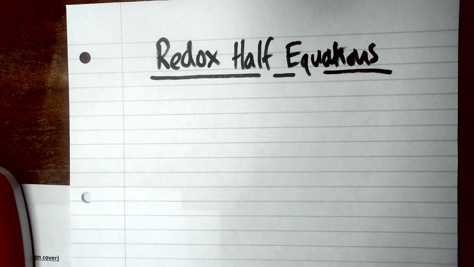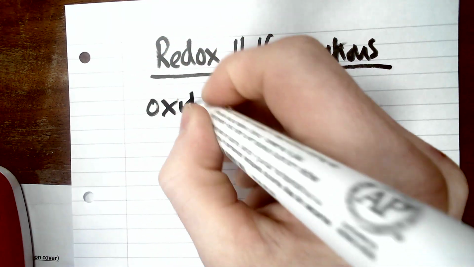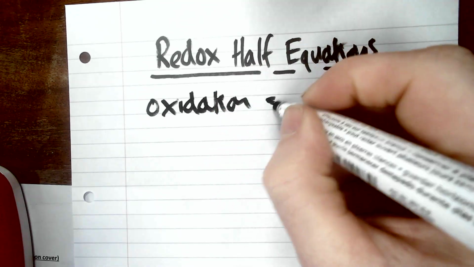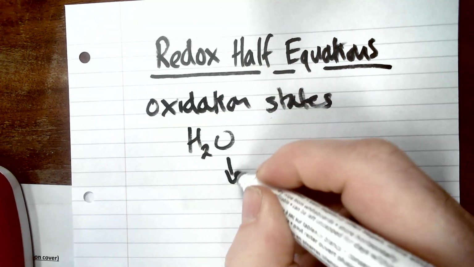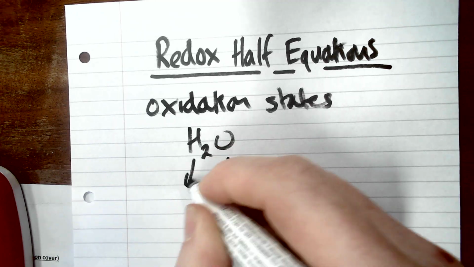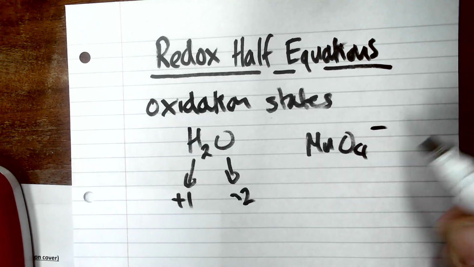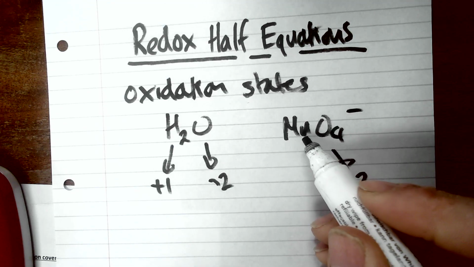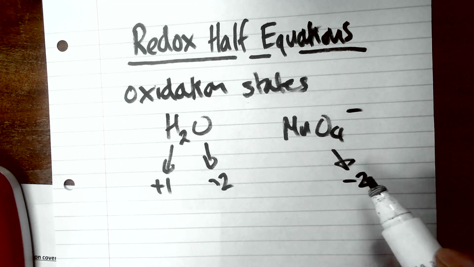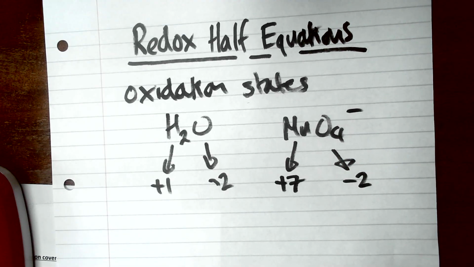Okay, so this is video number 2 in redox chemistry. In video number 1, we assigned oxidation states. For example, in H2O, the oxidation state of oxygen is -2 and hydrogen is +1. If we have MnO4-, we know the rule: oxygen is -2, which means the manganese must be +7. So this is the skill: we assign oxidation states.